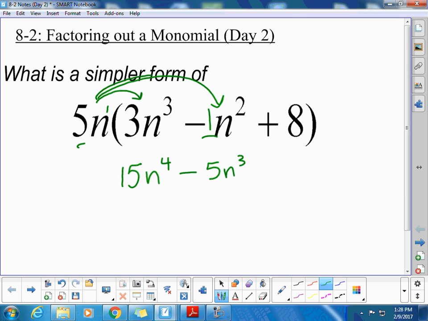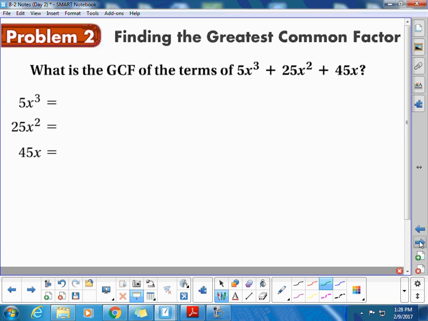And then take the 5n times our 8. So 8 times 5 is 40n. So if we distribute the 5n in there, that is what we have. What we're going to try to do is the opposite. Instead of distributing something in, we're going to look for the greatest common factor and take it out.